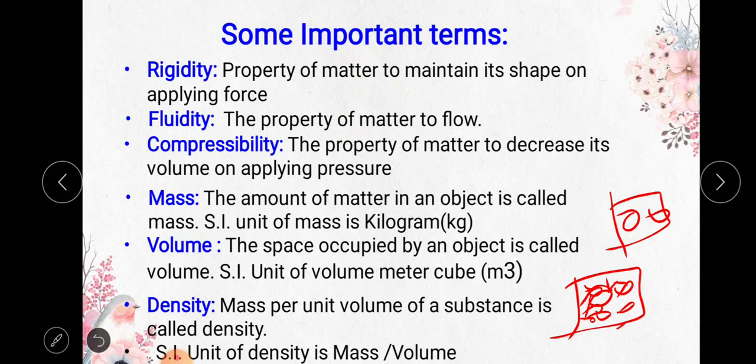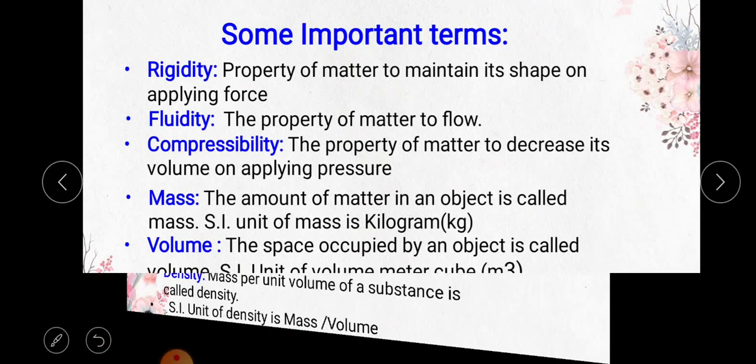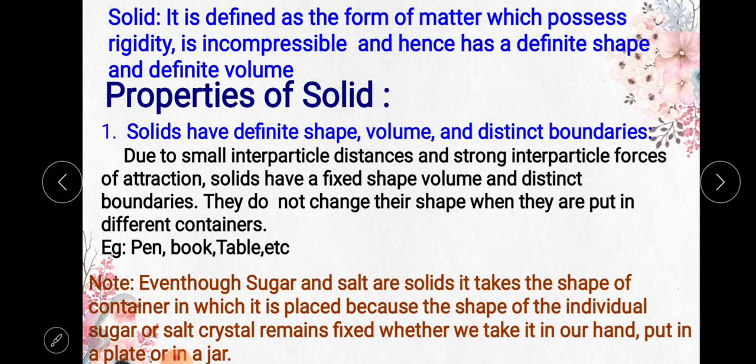I mean, the density depends upon the mass per unit volume of a substance. That's why the scientific definition of density is: the mass per unit volume of a substance is called density. As you know, density depends upon the mass and volume both. So the SI unit of density is mass per unit volume.